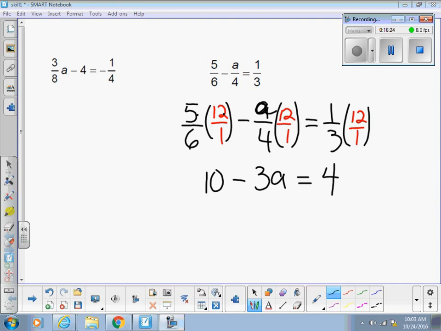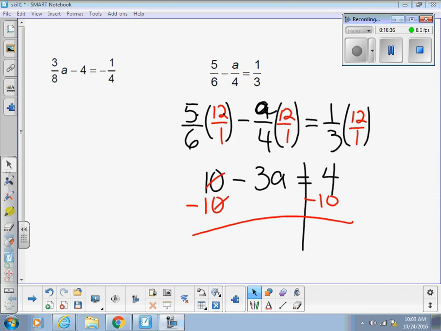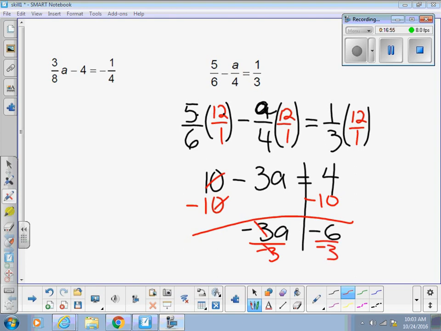Alright, so now we got rid of the fractions. Let's solve it now. So here we want to subtract 10 on both sides. So here we do negative 3a. 4 minus 10, that will give us negative 6. And here we divide by negative 3 on both sides, and we get a is equal to a positive. So remember, a negative divided by a negative will give us a positive.